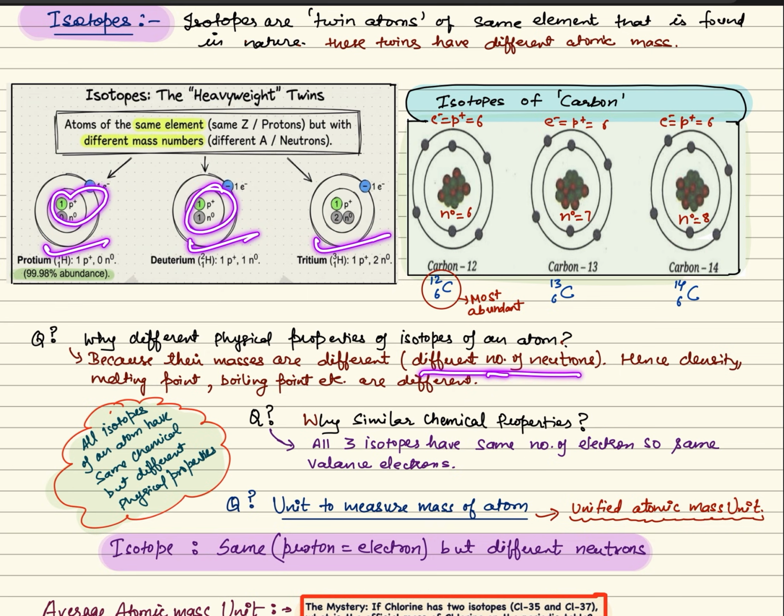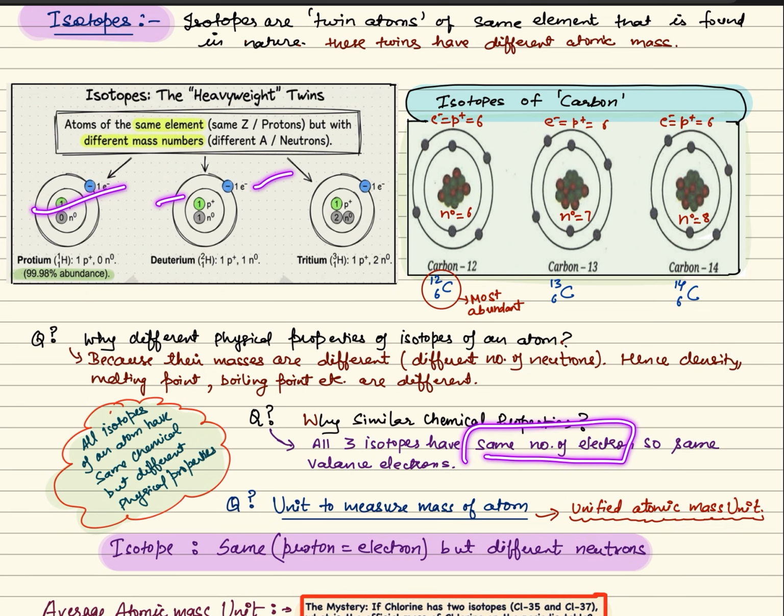Okay, why is the mass different? Because the neutrons are different, so their density, melting point, and boiling point will be different. Therefore physical properties are different, but chemical properties are similar because all three isotopes have the same number of electrons. Electrons are the same in the valence shell, isn't it? So that's why they will chemically react similarly with others, because reactivity depends upon the valency.